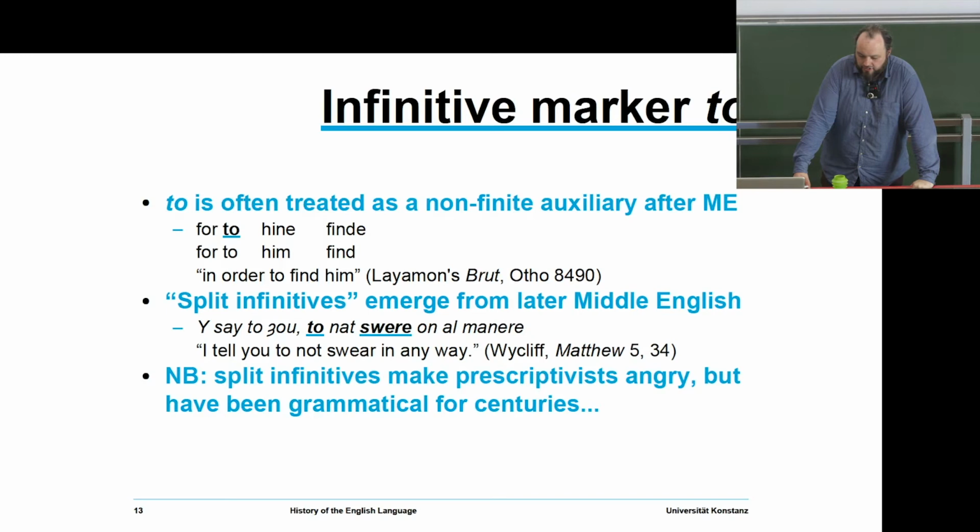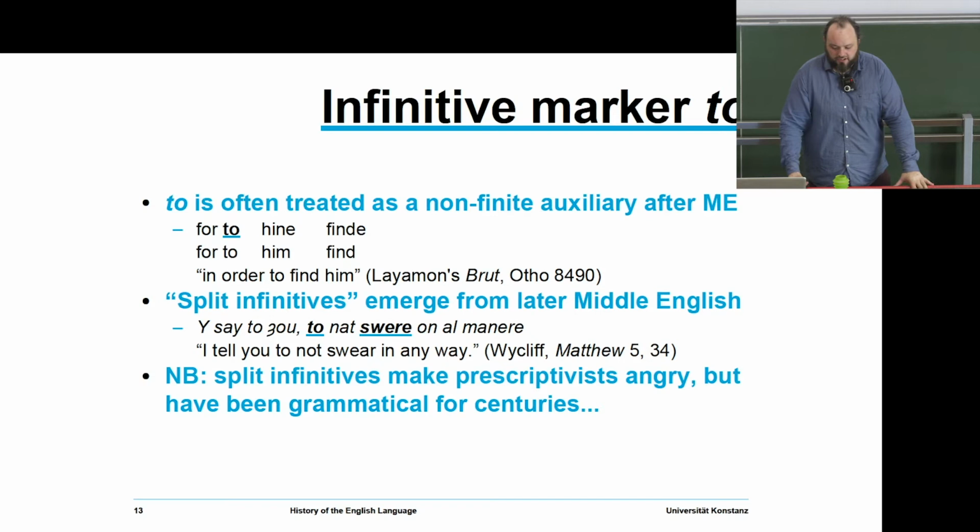So this is where we get examples like "for to hin finde", to find, in order to find him. And in the same period, we get what's called split infinitives emerging, where you have something intervening between the to and the verb form that follows it. To not, and this example is from Wycliffe, so Middle English: "I say to you, to not swear on all manner." So, to not swear in any way.